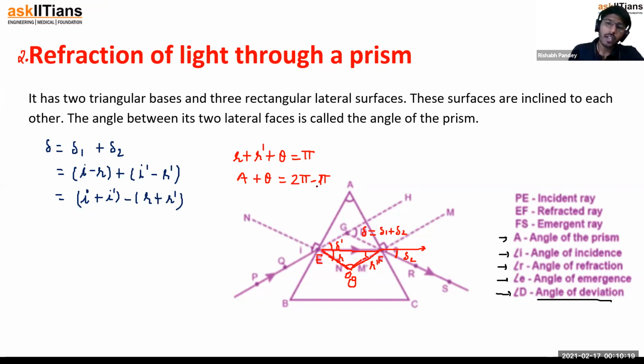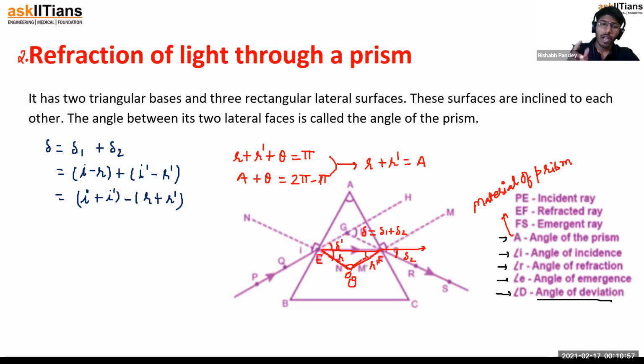If I combine all of these, from here I can say that R plus R dash is equal to the angle of prism. What is the angle of prism? The deviating power of that particular prism, and it depends upon the material from which the prism has been made. So this is what I can conclude from here.